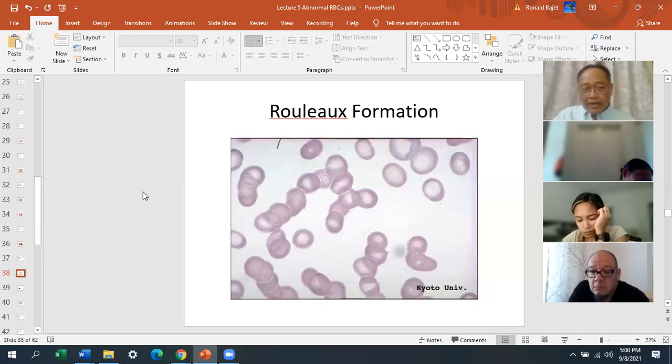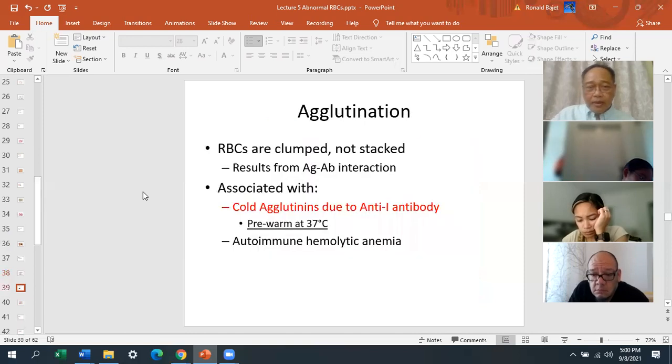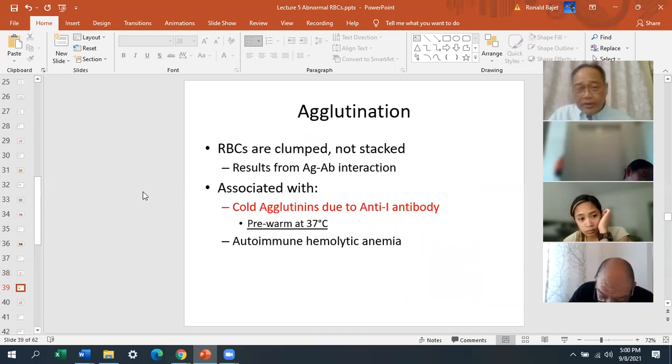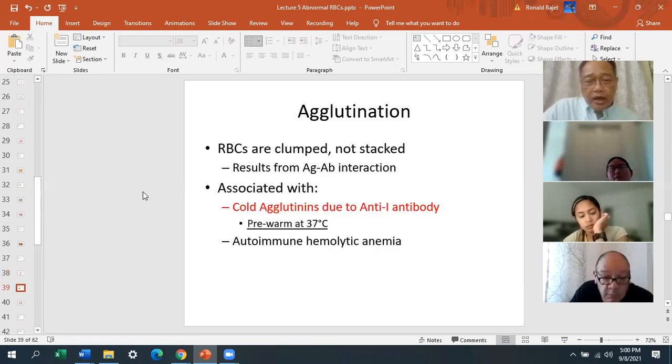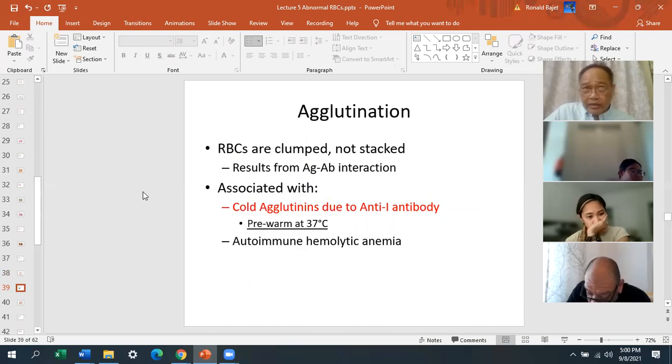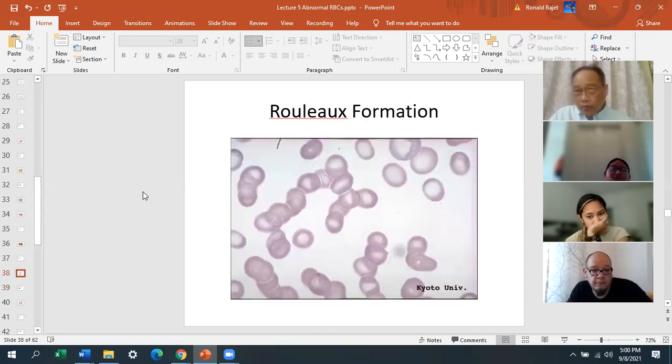So that's what Rouleaux looks like, as opposed to agglutination. Red cells will stick together in the presence of high protein, and that's what you get: Rouleaux. But in the presence of antibodies or cold agglutinins, you get agglutination, where red cells will also stick. So here, Rouleaux formation means high protein content. How do you correct for this? You correct it by doing a saline replacement.